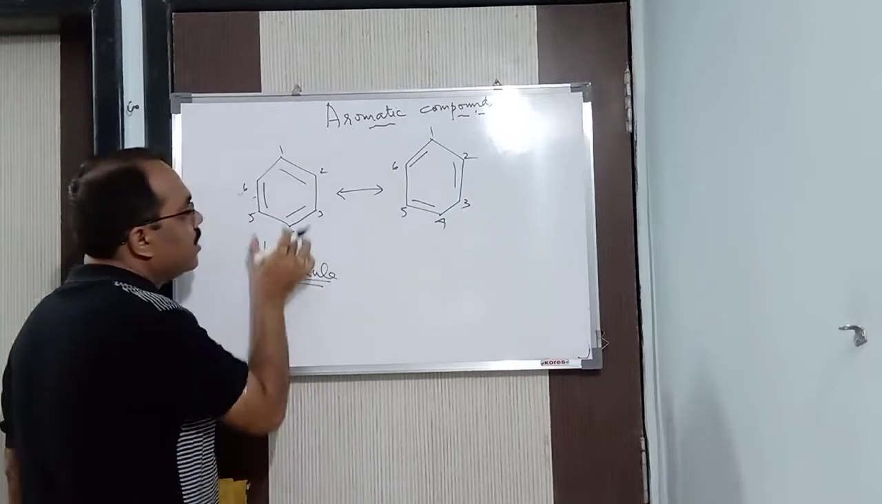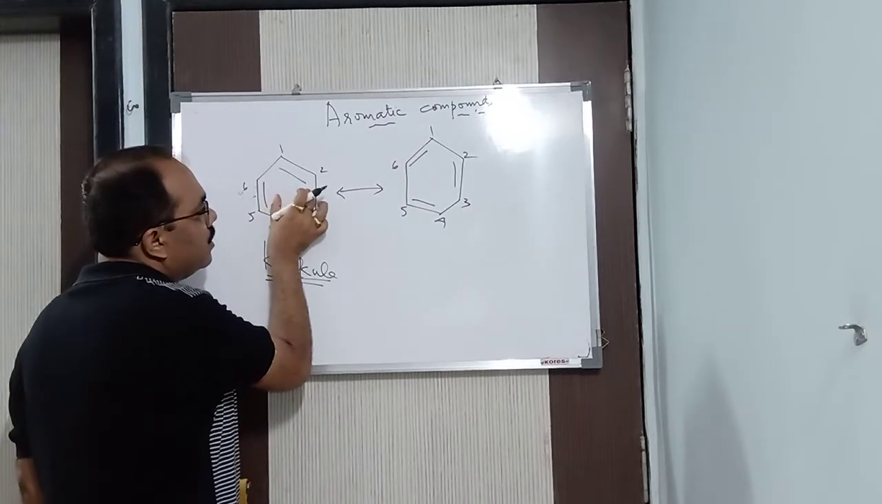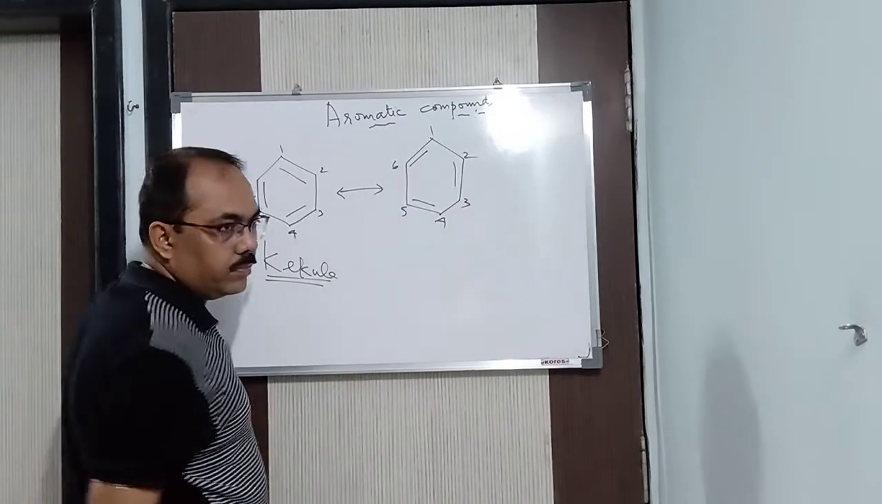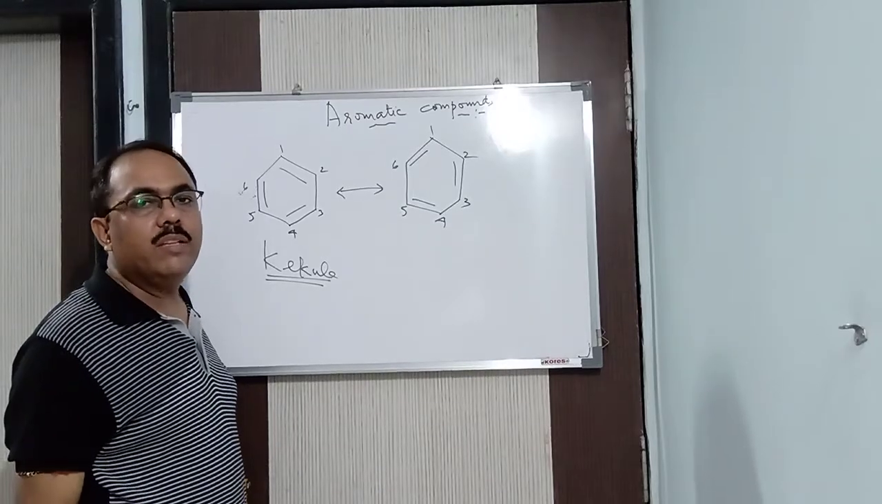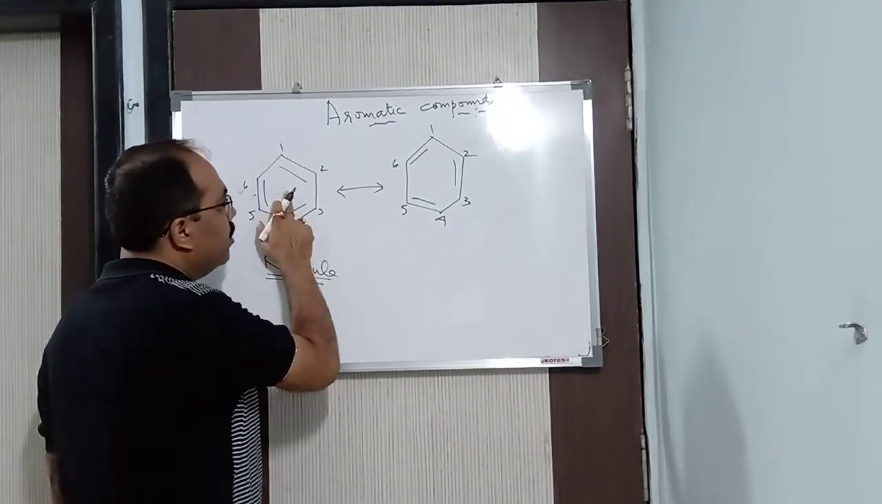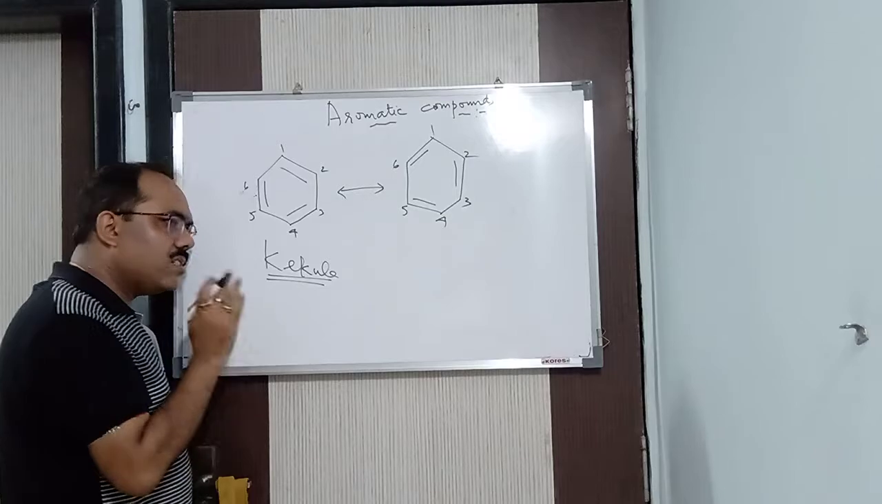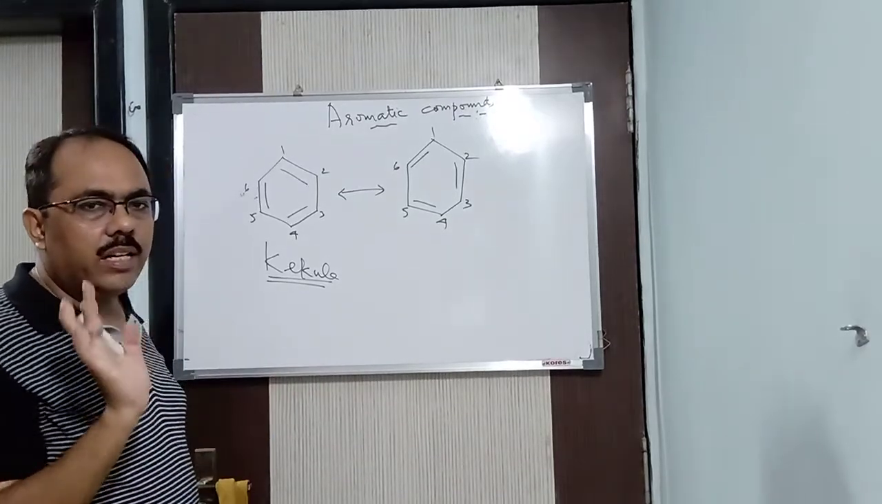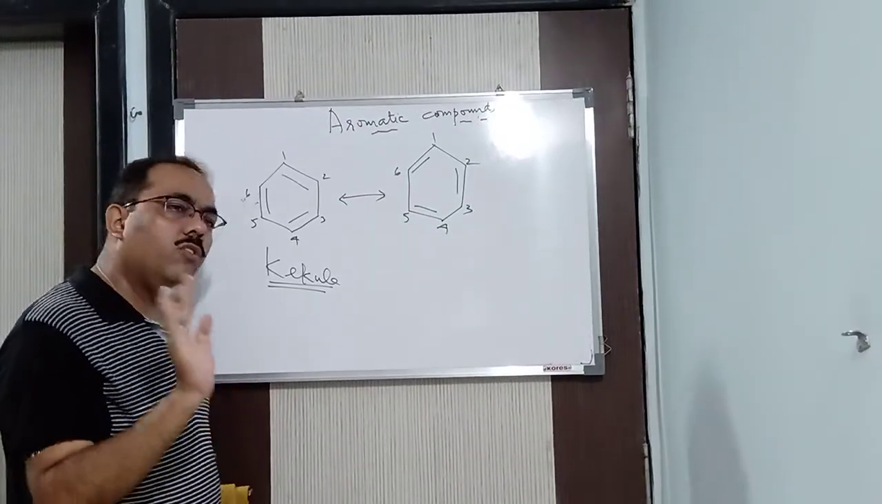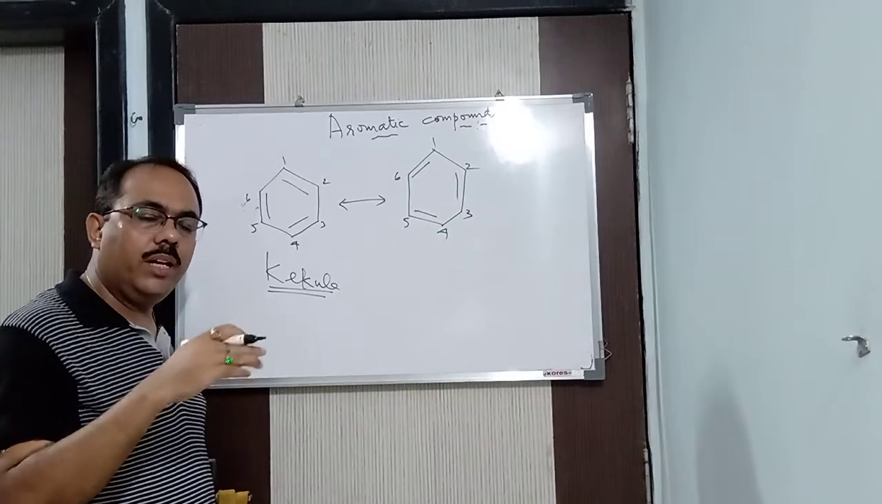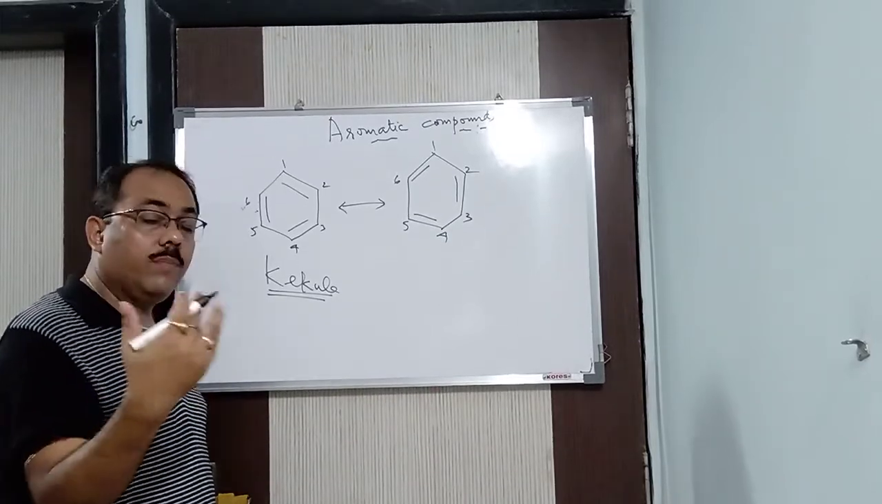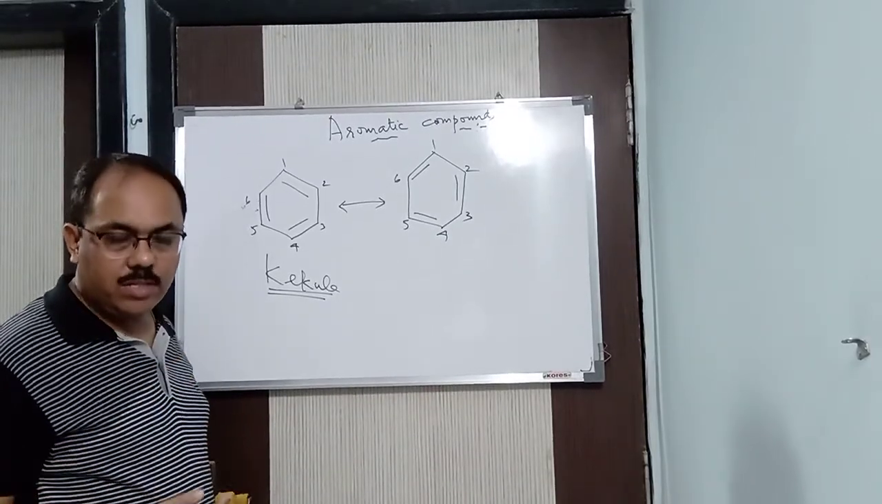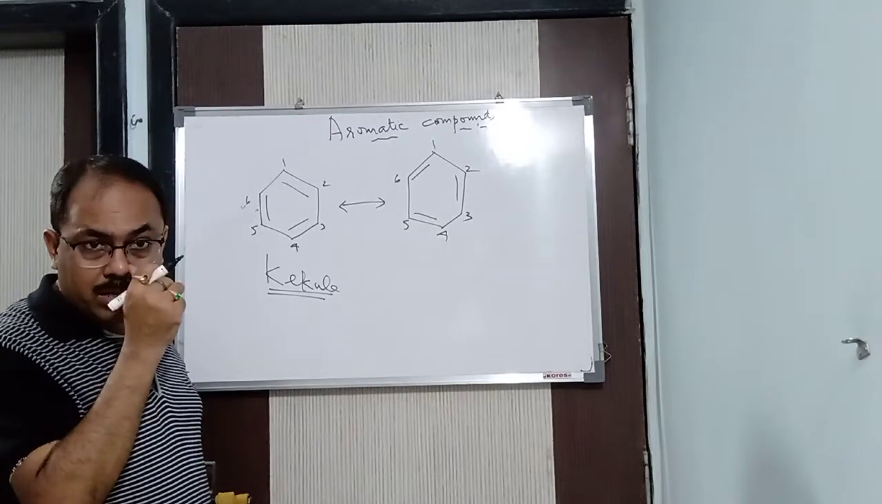Now Kekulé said that we can write the benzene structure in this way or in this way. Either we can represent the benzene ring in this way or in this way. But this structure has certain disadvantages. Before Kekulé also, many scientists were there, and I will tell you about them in hydrocarbons. When I teach you hydrocarbons, at that time I will tell you who the scientists are and what they said about it.